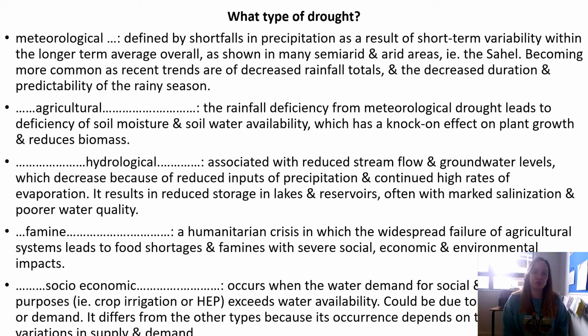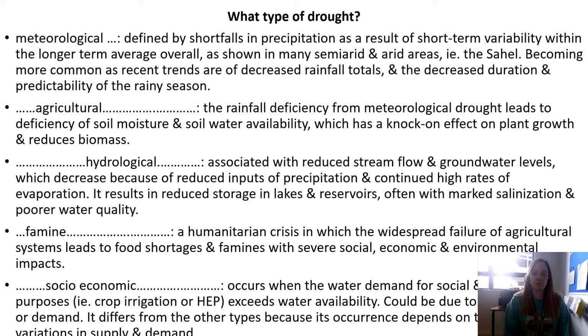So meteorological drought, meteorological just means the weather really. And this is the type of drought that we experience quite a lot. It's defined by shortfalls in precipitation as a result of short-term variability within the longer-term average overall. Basically if we get slightly less rainfall in our summer, then we are said to be in meteorological drought. So decreased rainfall totals over a period of time would cause more and more places to be in meteorological drought.